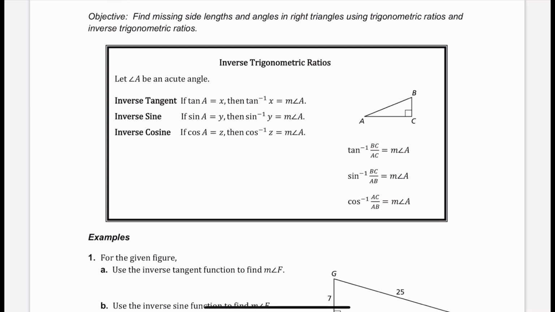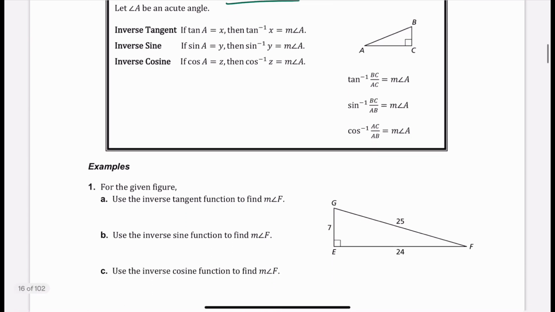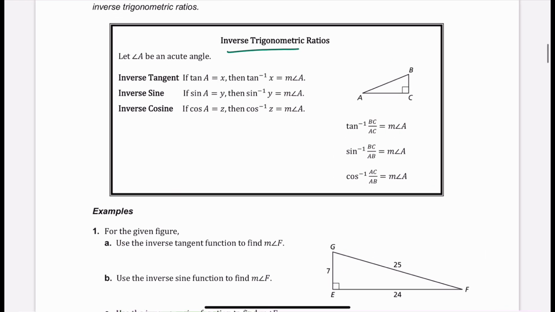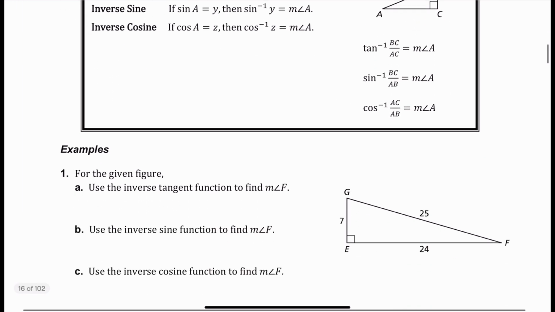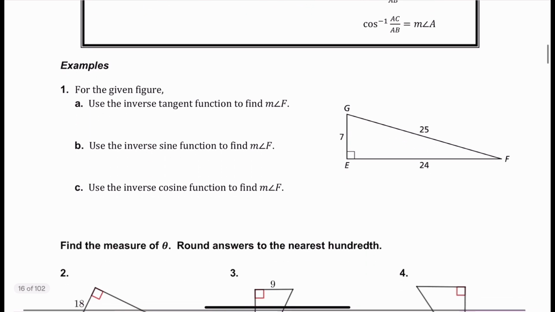So in our calculator is stored all of the ratios for all of the angles. Now, there's something called an inverse trig ratio where you can get the angle if you have the two side lengths. Okay, so let's start, and then we'll talk about this text box in a minute, but I just want to talk about the inverse tangent. Now we are looking for the measure of angle F.